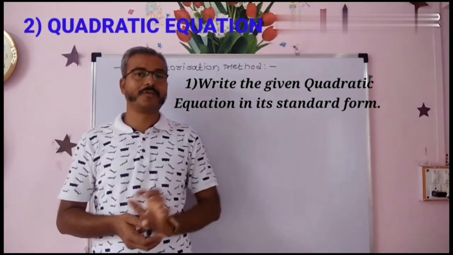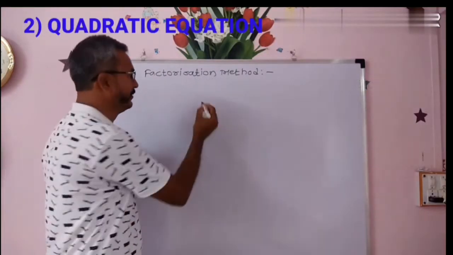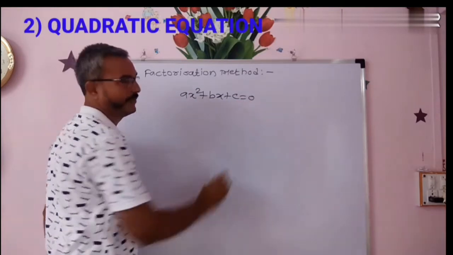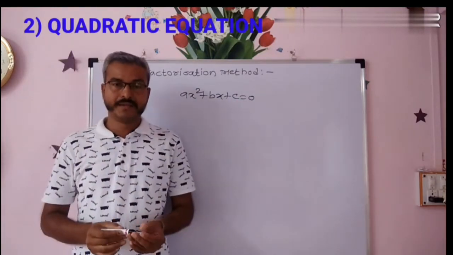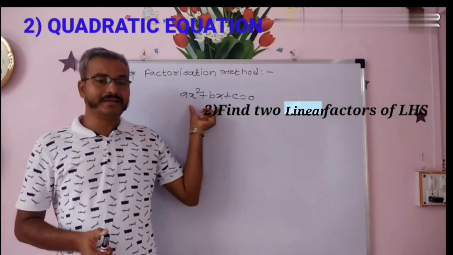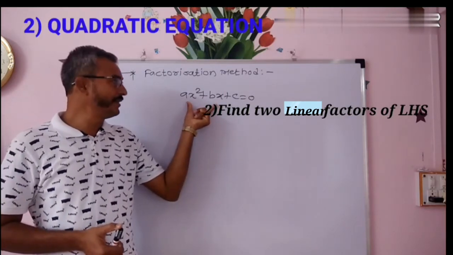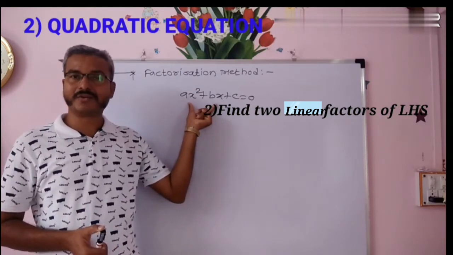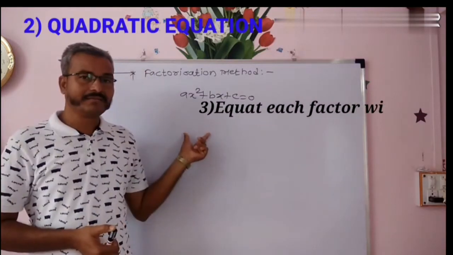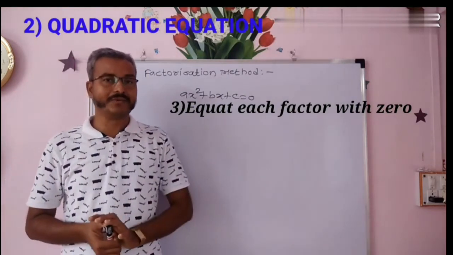And we know that the standard form of the quadratic equation is ax square plus bx plus c is equal to 0. Now the second step is to find the two linear factors of the left hand side of the given equation. Third step, equate each factor. We get two factors here. Equate these two factors with 0.